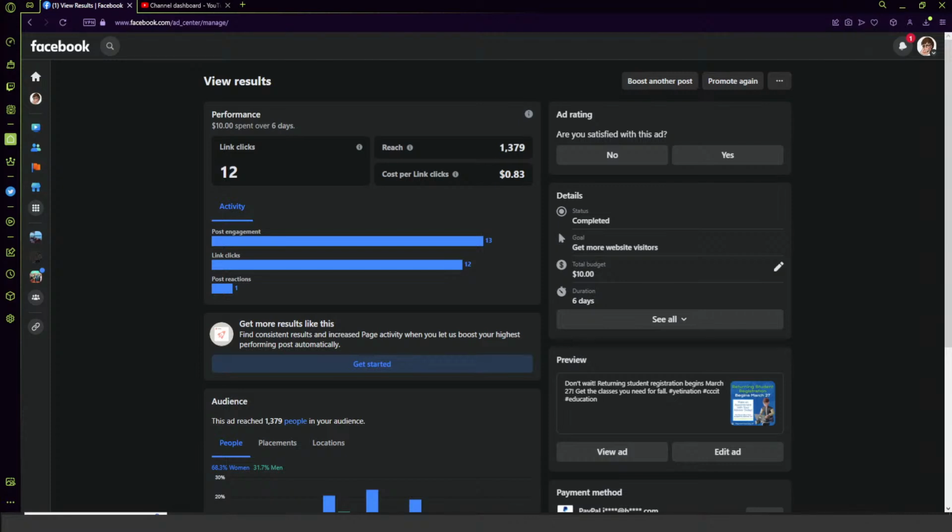Which is a decent return on investment. And in this particular case, right, we don't really know how effective it is or was. Right, but we know that at least to some degree, we got some engagement on it because we can see that 13 people engaged with the post in some fashion. So we're starting to move down that funnel here.